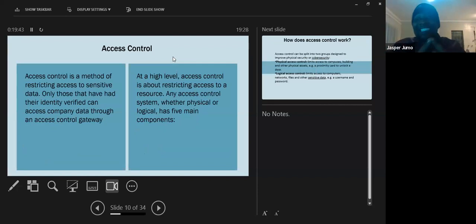So now let's look at the first one, which is access control. All right. So when we're talking about access control, we're talking about a method which restricts access to sensitive data. You get it? So only those that have had their identities verified can access company data through an access control gateway, right? So at a high level, access control is about restricting access to a resource, and any access control system, whether physical or logical, has 5 main components.